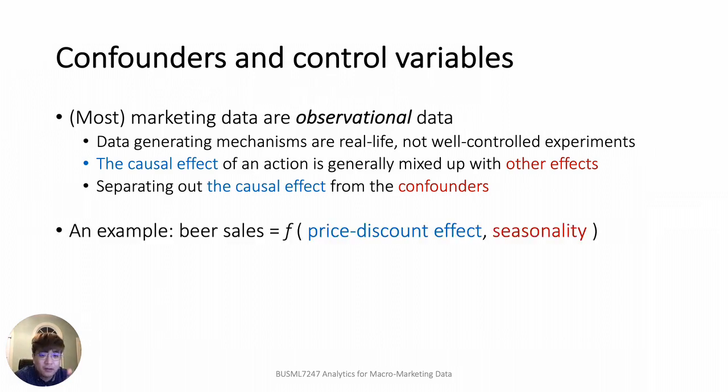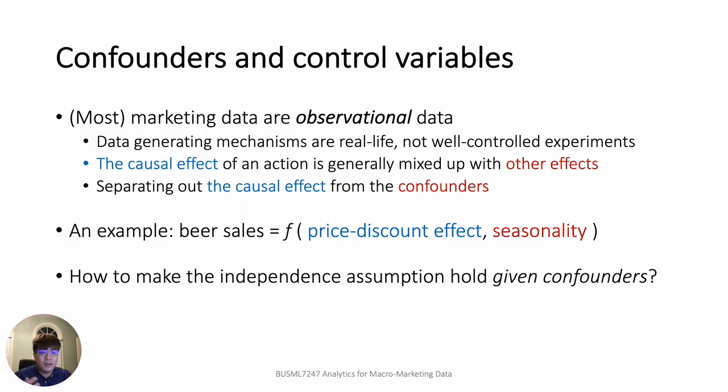For example, consider the beer sales we discussed. Beer sales may be affected by prices and seasonality, and in the marketing data, both factors sometimes appear at the same time. Then, how to make the independence assumption still hold in such marketing data with confounders? We already have a solution, the control variables. By adding the control variables for the confounders, we can make the independence assumption hold.